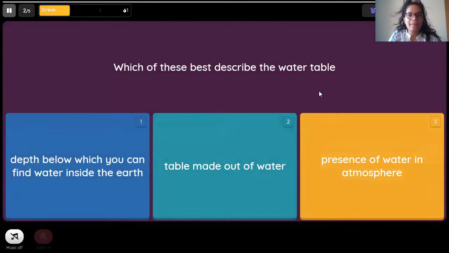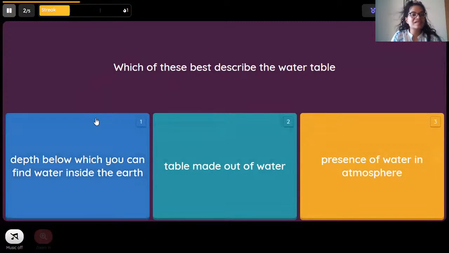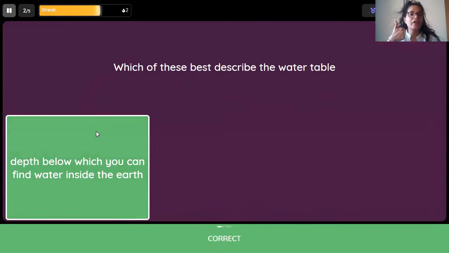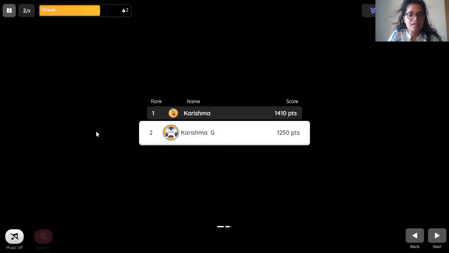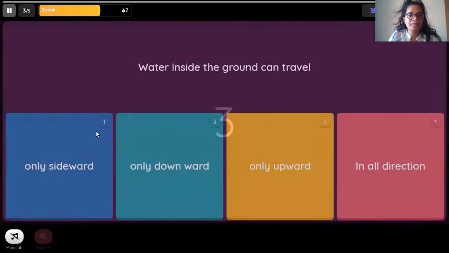Which of these best describes the water table? Depth below which you can find water inside the earth, table made out of water, presence of water in atmosphere. Presence of water in atmosphere is because of evaporation, so that will be water vapor. Table made out of water, that is actually not possible. It's made out of any material but water. So it is depth below which you can find water inside the earth. Very good job. Let's move on to the next question.